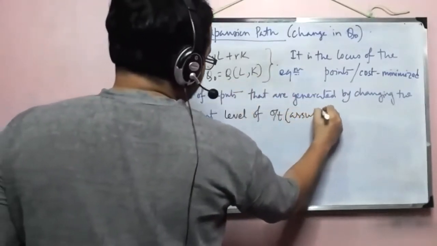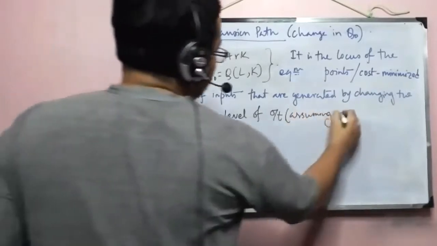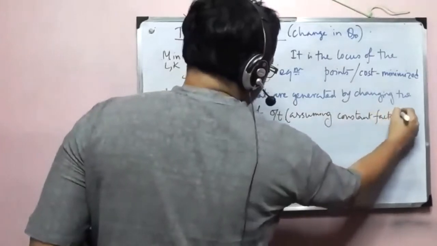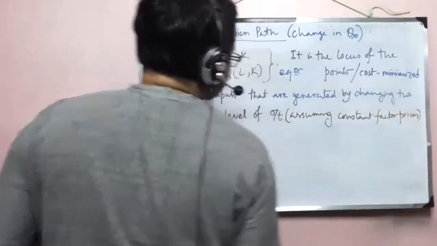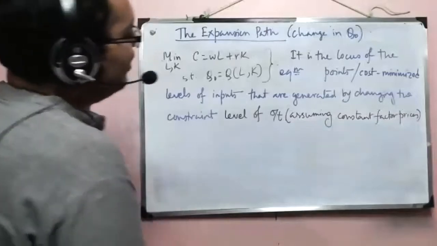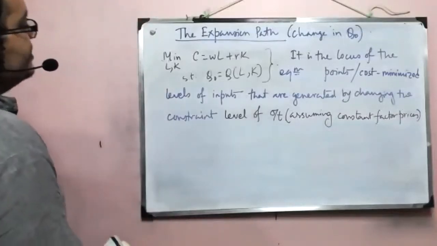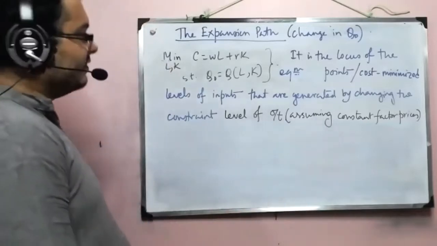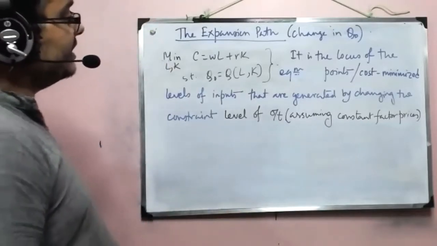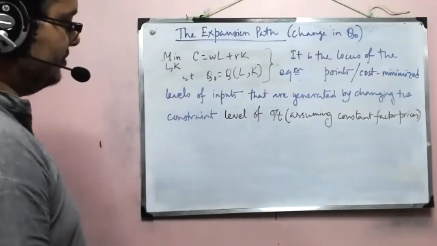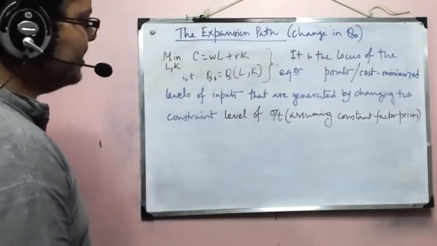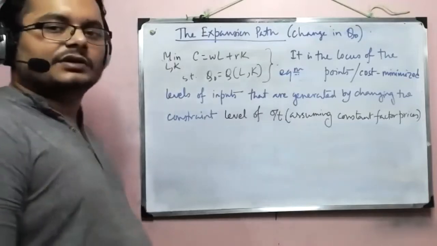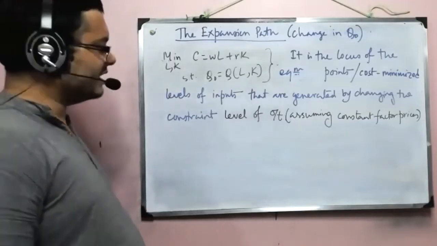Assuming, obviously, constant factor prices or input prices, whatever you write. So it is the locus of equilibrium points, rather cost minimized levels of inputs or equilibrium values of inputs, whatever you can say, that are generated by changing the constraint level of output. So what you're asking is that if the firm wants to expand, what will happen to the cost minimized level of inputs? That's what we are asking.